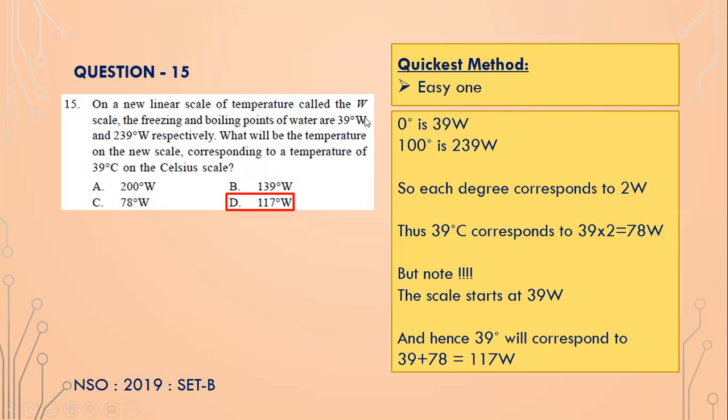But what is the starting point? The starting point on the new linear scale itself is 39 W. So for 39 degrees centigrade, the scale will show 39, the starting point, plus 78 W. So the temperature it will show is 39 plus 78, which is 117 degrees W.